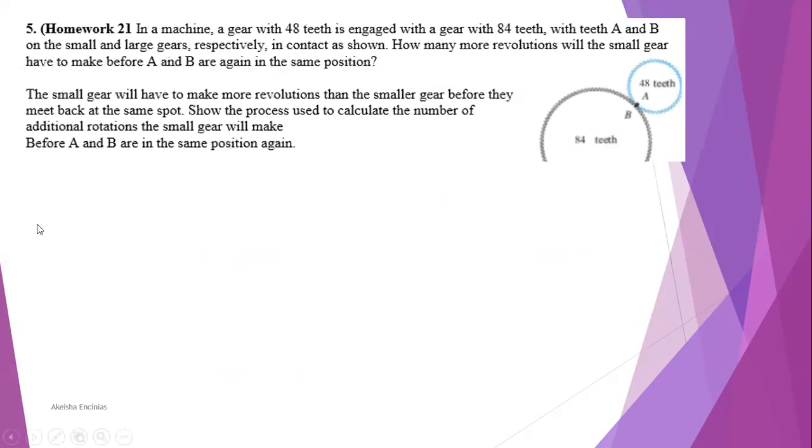multiples. Number 5 is: if in a machine there's a gear with 48 teeth, and it's engaged with a gear of 84 teeth, and we have points A and B, and they're lined up, see? Lined up. And we want to know how many revolutions the small gear is going to have to take before A and B are in position again.